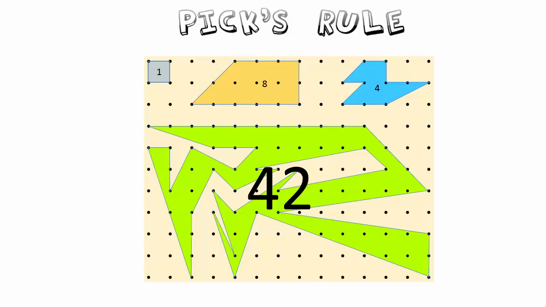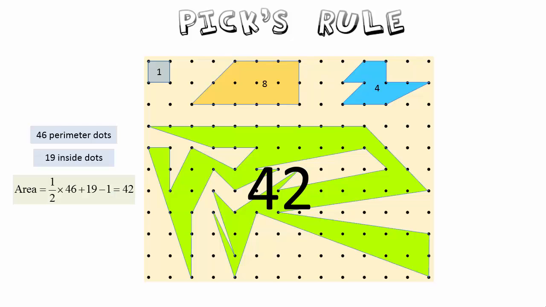Now let's apply the formula to our quite large shape, the green one that you can see. If you count carefully, you'll find that there are 46 perimeter dots and 19 dots on the inside. And using our formula, we get an answer of 42 as we expected. Now let's try a software program that I've developed that would allow us to create these sort of shapes and work out the area using Pick's rule.